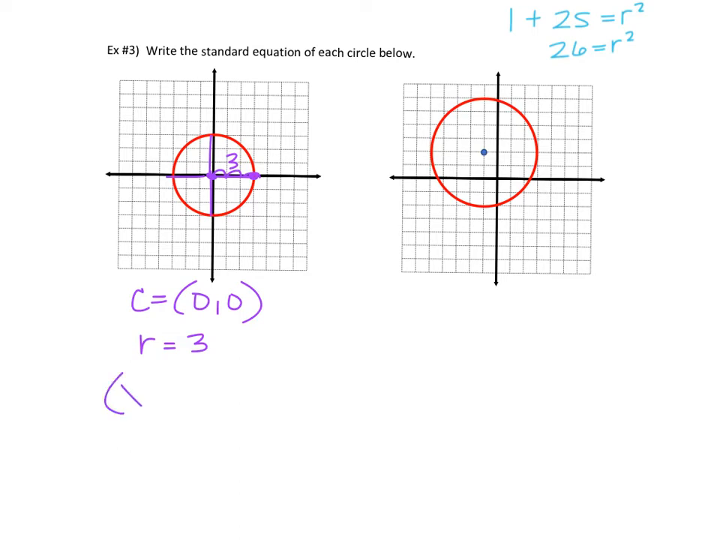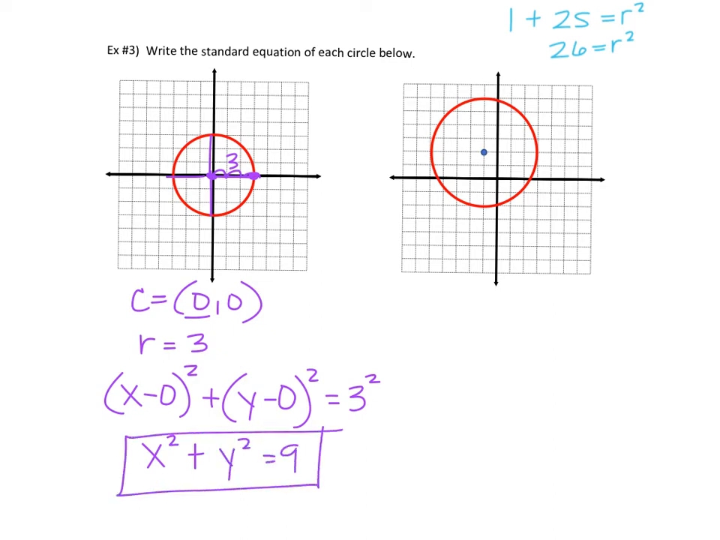means you are going x minus your h, 0, squared, plus y minus your k squared equals your radius squared. Well, x minus 0 is just x squared, y minus 0 is just y squared, equals 9. So that is your standard form. So if it's the center of (0, 0), it's really beautiful. It's a nice, simple equation. This one's a little different. Now your center is the point (-1, 2).